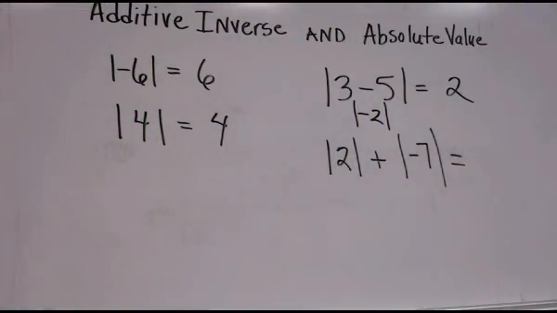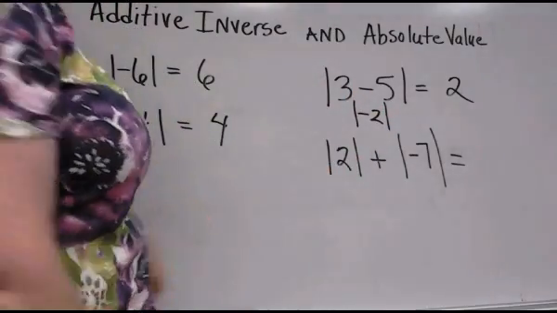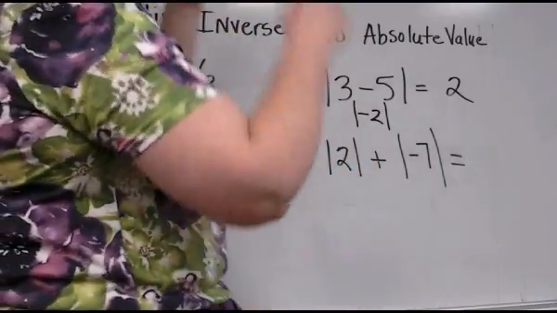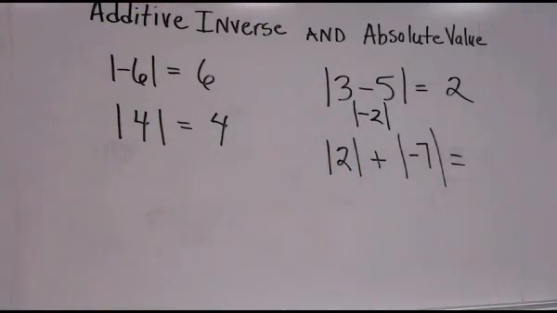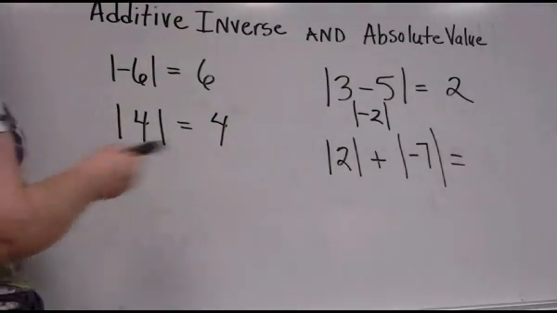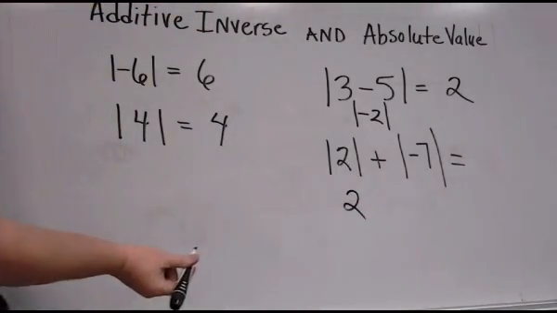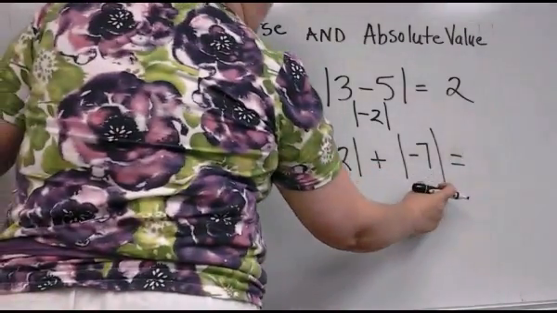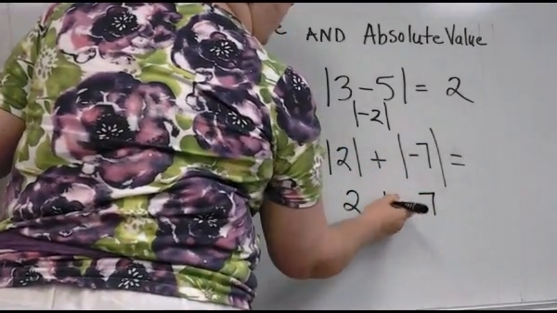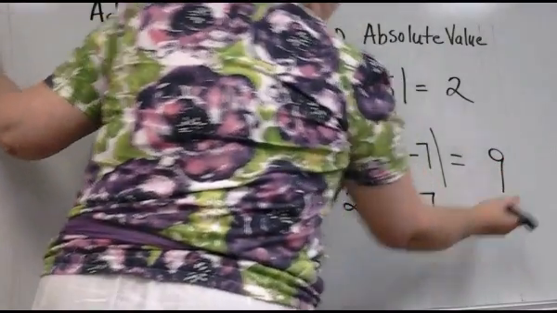Sometimes, though, they don't have absolute value signs around the whole thing like parentheses. Sometimes they have one here and one here, and you add them or subtract them. So in that case, first you take the absolute value of each. What's the absolute value of that? 2. 2 spaces from 0. What's the absolute value of -7? 7. 7 spaces from 0. Then you get to add them. 2 plus 7 is 9.